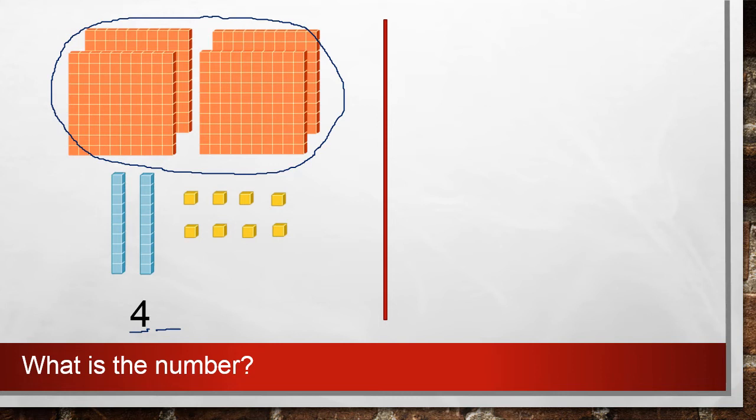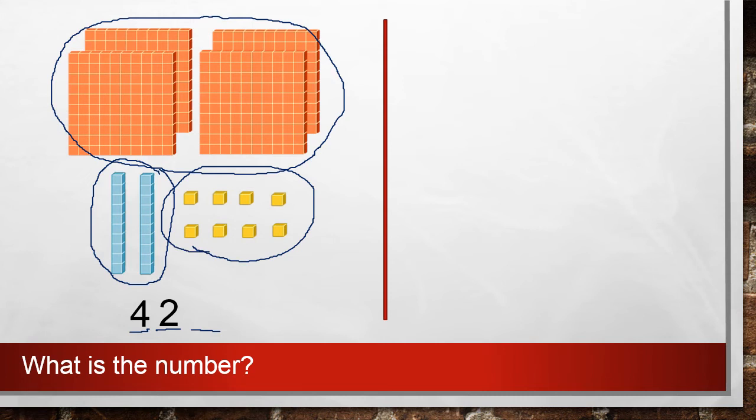This is the place of tens. How many tens block? Yes, we have only 2 blocks of 10. What about the third digit? This is the place of ones. How many ones? We have 8 ones. So the number is 428. Well done if you get the correct answer.